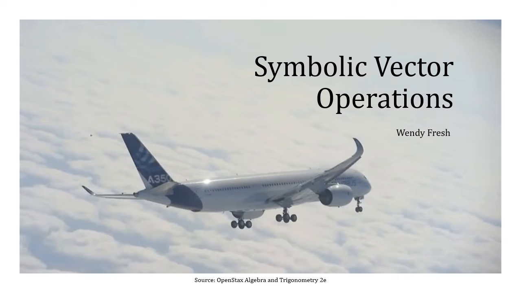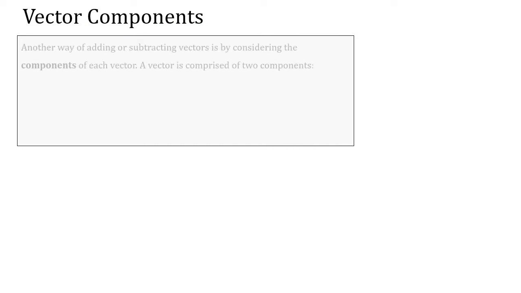We've looked at vector operations from a graphical approach. In this video, we will approach vector operations from a symbolic approach. Another way of adding or subtracting vectors is by considering what we call the components of the vector.